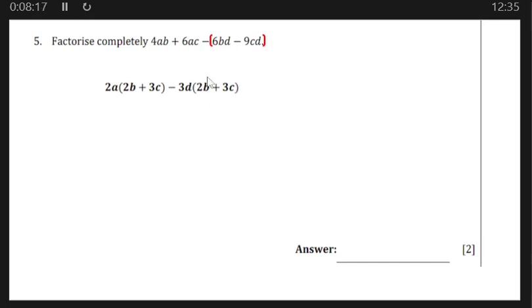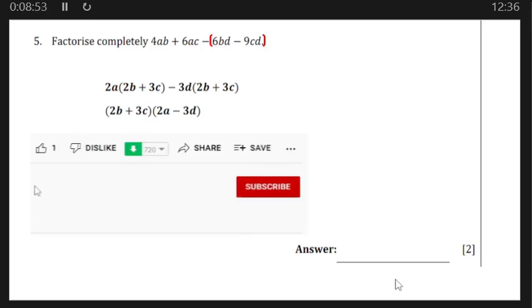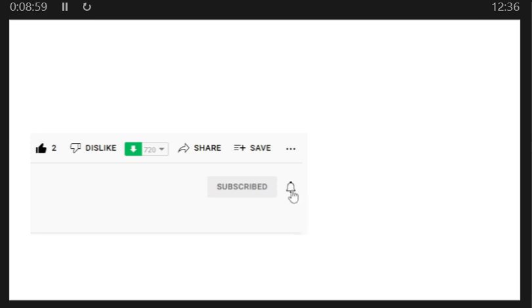Again, after we have done this, we'll discover that on this big term here, 2b plus 3c is common, and here it is common. So we'll factor out 2b plus 3c. Then we'll remain with 2a minus 3d, which we put in brackets also. So our answer becomes (2b plus 3c)(2a minus 3d). We can't factor it further than this. Alright, so let's move to another question.